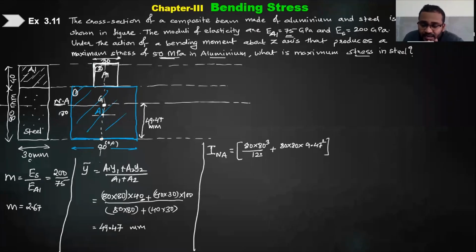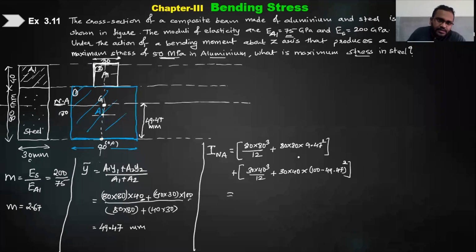I hope I am writing directly now. These steps are very common. We have been using this for so long. Now for the second rectangle on top, how will we write the inertia? It is 30 multiplied by 40 cube by 12 plus 30 into 40 multiplied by the distance. Now look at its location, it was at 100 and we have to bring it to 49.47, so you can simply write 100 minus 49.47 squared. I told you these small things earlier as well. So now can you give me the value of the inertia?